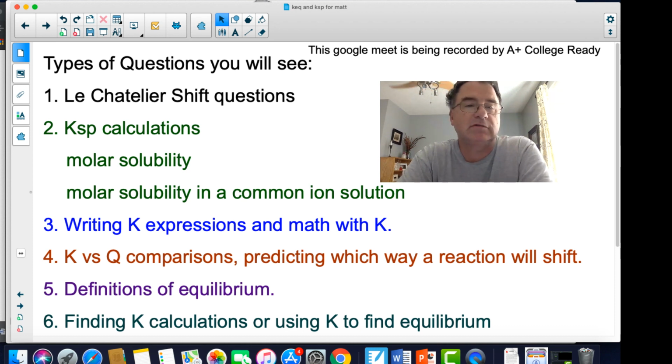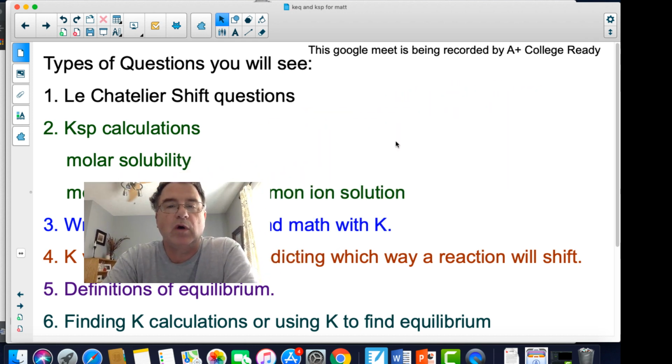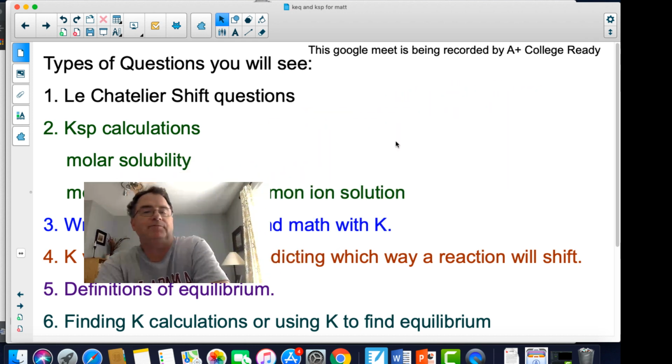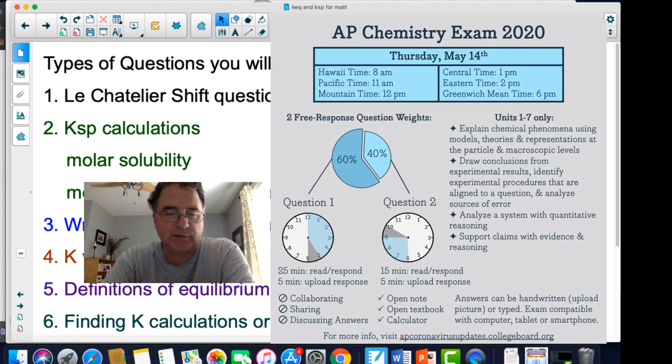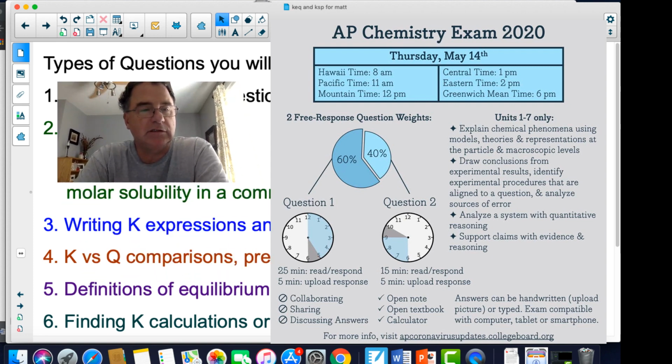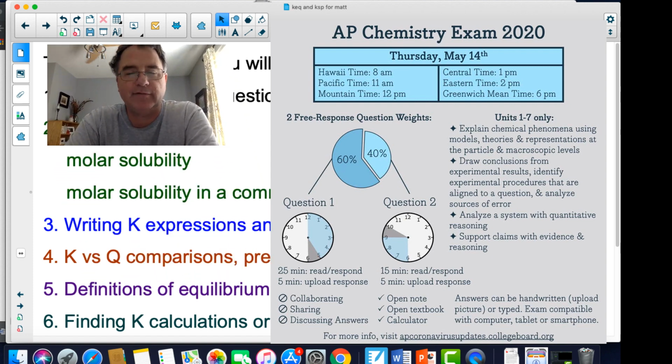I just wanted to stop for a second and say, after hearing from the AP people about what the exam is going to look like, this is going to be totally doable. You have 2 questions, more than enough time to answer both of them. You're going to be able to do it on a phone, on a computer, or on paper and then take a picture and upload it. So I have complete confidence that as long as you're doing the work at home and doing the work with the teachers virtually, I'm sure you're going to do great on the exam.